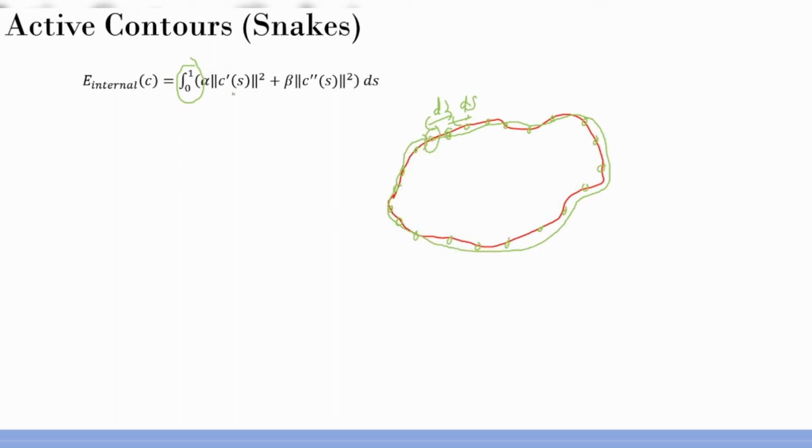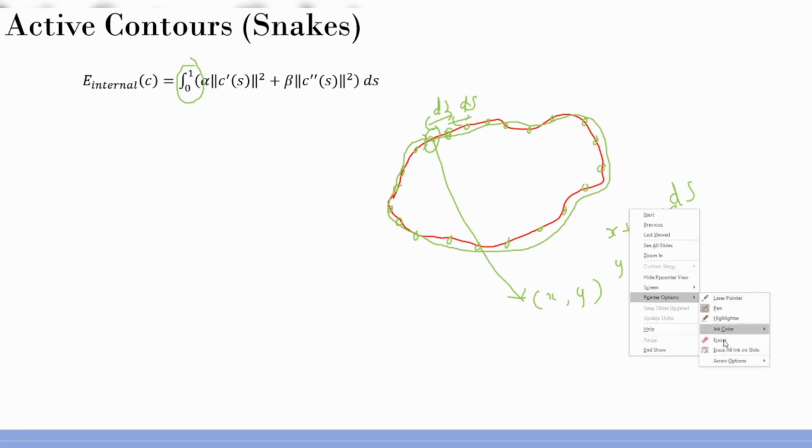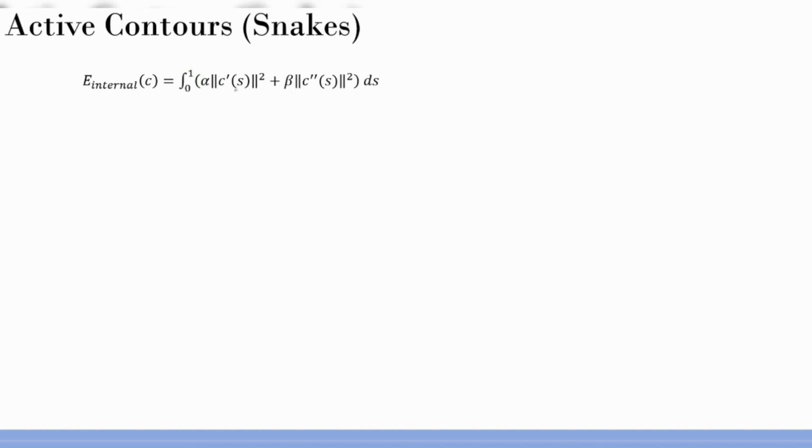And then the most important aspect is this. Each of these locations has an x and a y coordinate, so always remember that. When we say this distance, it is actually x plus delta x and y plus delta y. So ds is in terms of these two aspects. Always remember that. For the sake of simplicity, I expressed it in this expression: you have a curve C of s, and you take the first order derivative and the second order derivative.